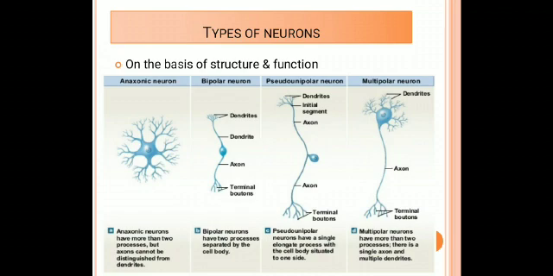The next one is the multipolar neuron. Multipolar neurons have more than two processes. There is a single axon and multiple dendrites. That is called the multipolar neuron. So on the basis of structure, the neurons are classified into four types: the anaxonic neuron, bipolar neuron, pseudo unipolar neuron, and multipolar neuron.